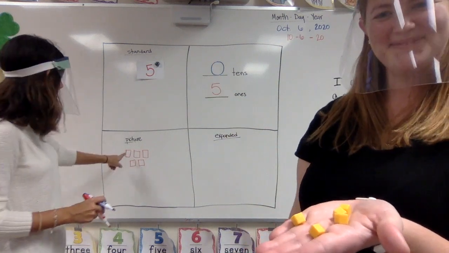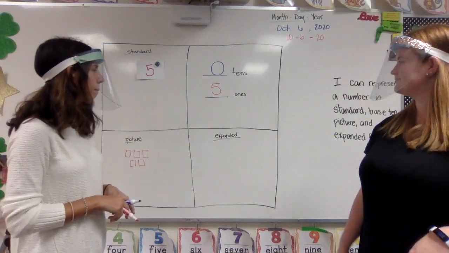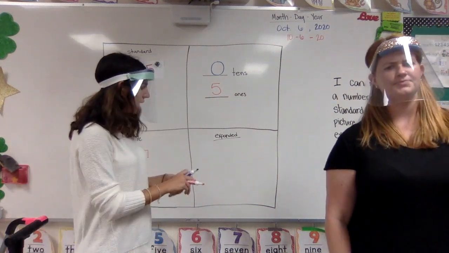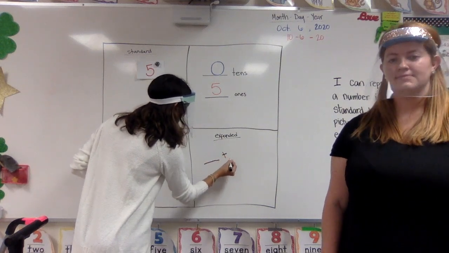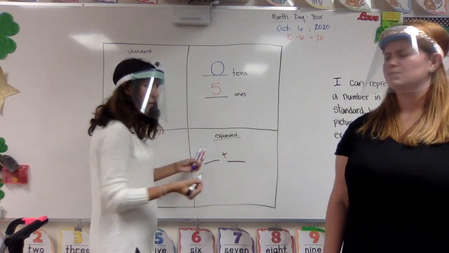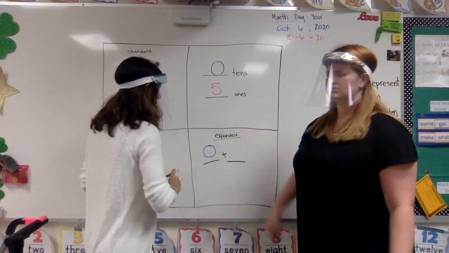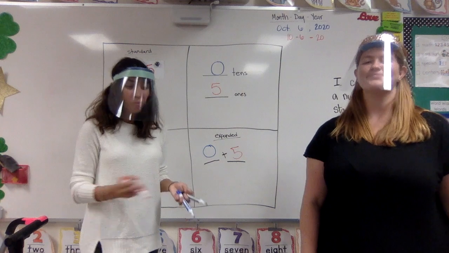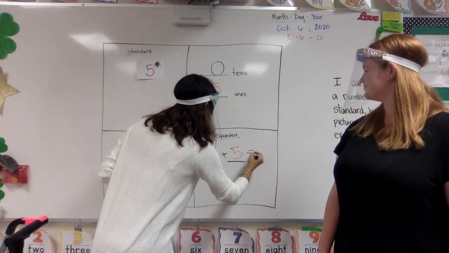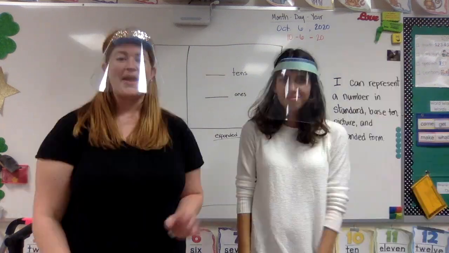So if we were counting, we could just say 1, 2, 3, 4, 5, and know we got the standard form of our number. But now if I'm building my expanded form, I know that I have to have my 10s place plus my 1s place, but I don't have a 10s place. So I put 0 plus 5, and that would still equal 5. So my expanded form would just be 0 plus 5 equals 5. Okay, here's our next card. Ready?